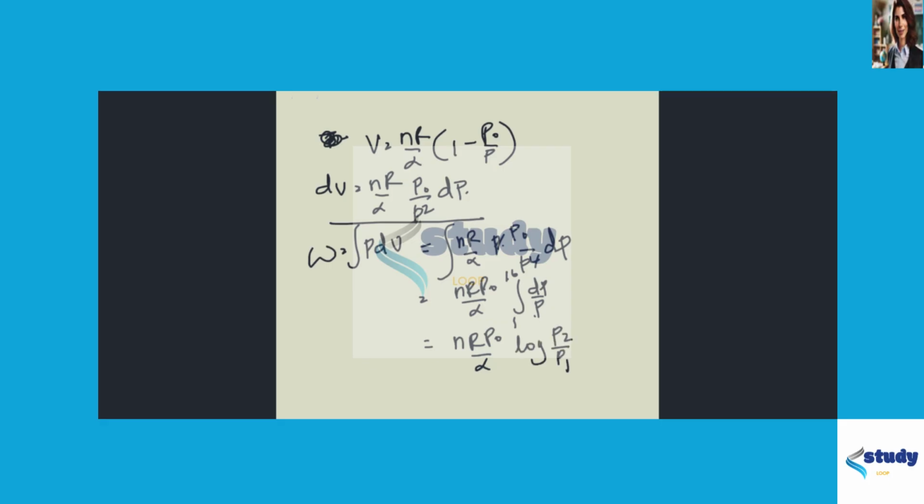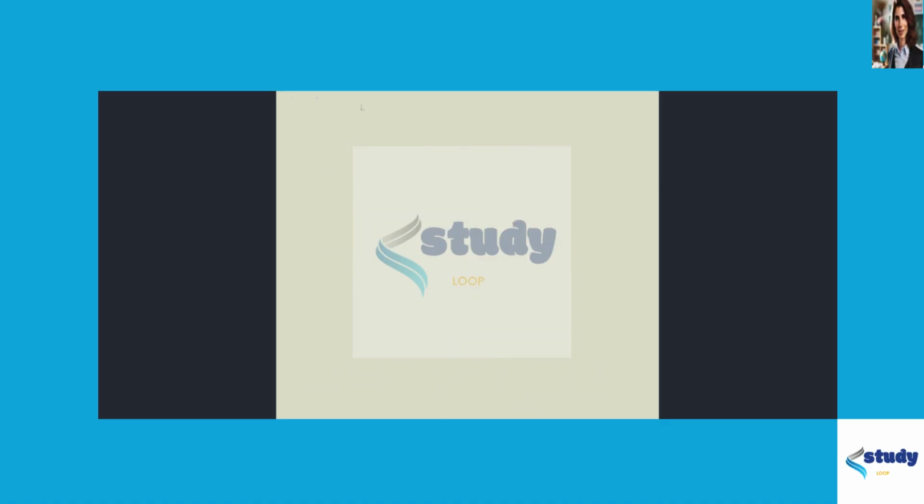Now we simply substitute our values. We have n is 1 mole, R is 8.314 joule per mole Kelvin, P naught is minus 0.16 atmosphere divided by alpha, which is 2 into 10 power minus 3 atmosphere per Kelvin, and we know that log P2 is 1.6 atmosphere and P1 is 1 atmosphere. This turns out to be minus 310 joules.